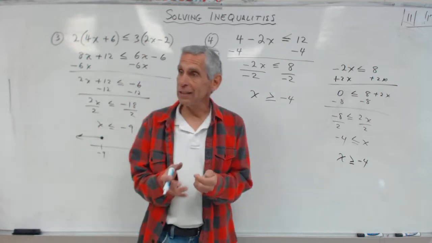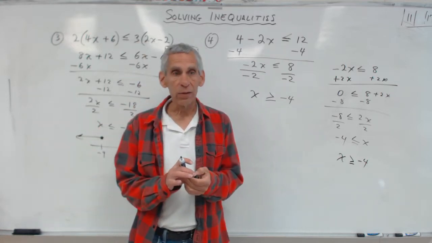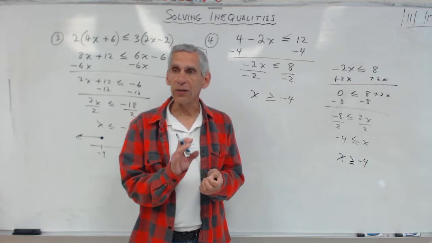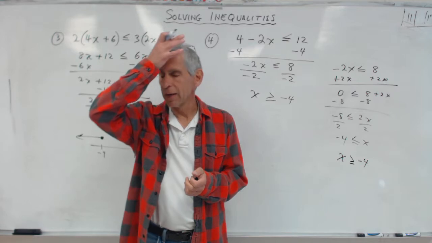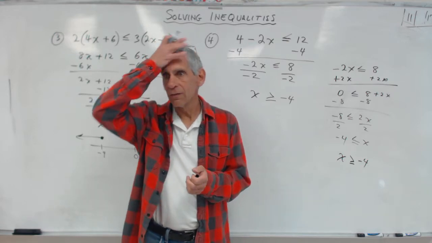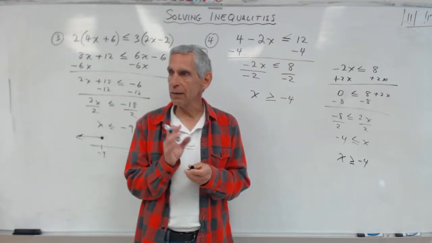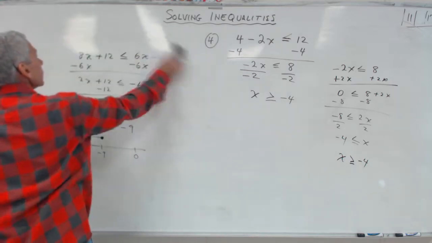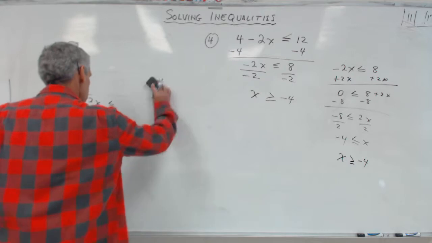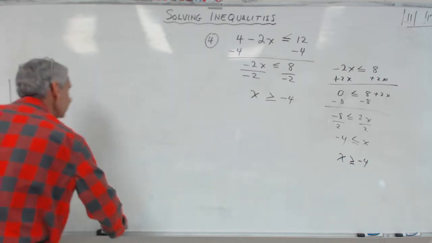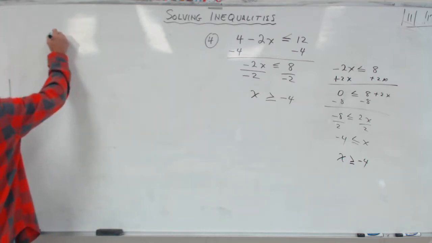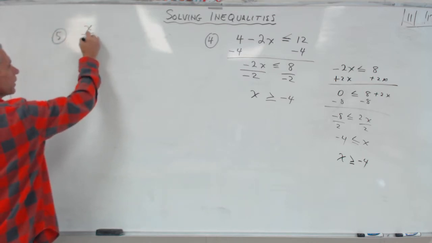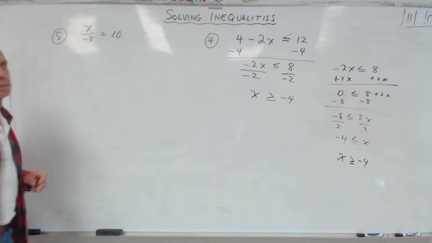And it's so easy to forget. So when you realize you're dealing with an inequality, you always have to ask yourself, am I dividing or multiplying by a negative number to solve for x? You've got to keep that in mind because it's easy to mess up. All right, so what if I gave you something like this? What if I gave you x over negative 8 is equal to 10?